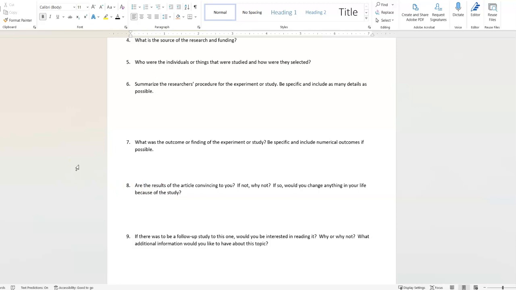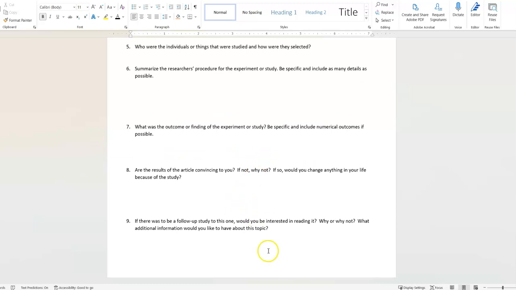Okay, so then was the outcome of this, and then the last two questions are just yours to answer. I don't take points off unless there's not complete sentences. But are the results of the article convincing to you? If not, why not? If so, would you change anything in your life because of the study? To me, this is a convincing article, so I did think about that.